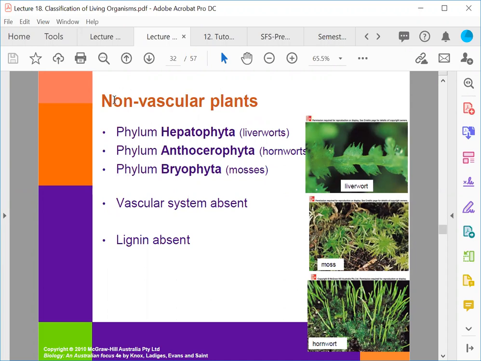So this group is referred to as the non-vascular plants. They're thought to have been the first plants to evolve, the first land plants to evolve. And they lack a vascular system, so they lack a true xylem and phloem, and they also lack that substance called lignin, so they don't form secondary cell walls. And there are 3 phyla here. You don't need to remember these names, but this includes the liverworts, hornworts, and mosses. And you can see them pictured here.